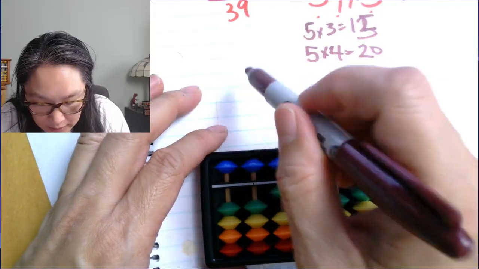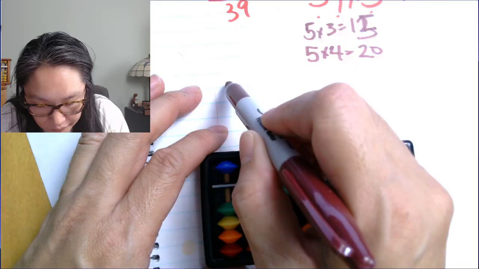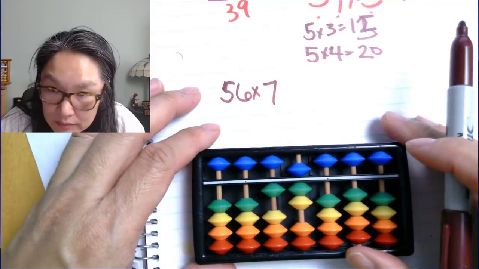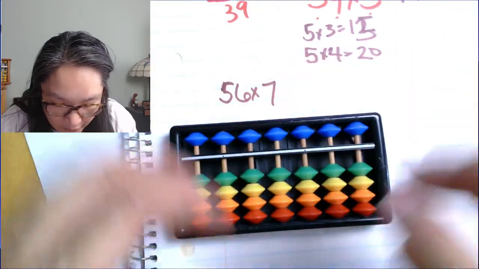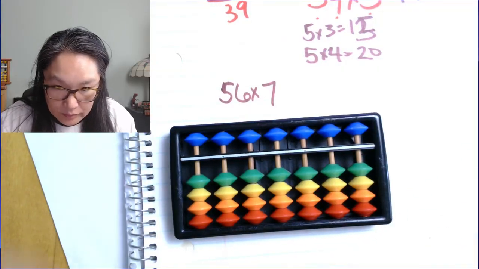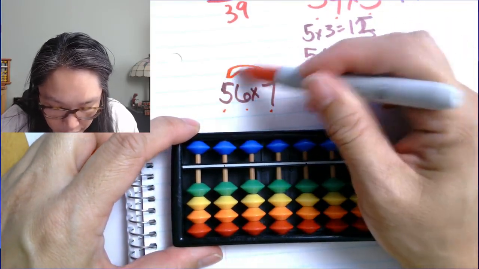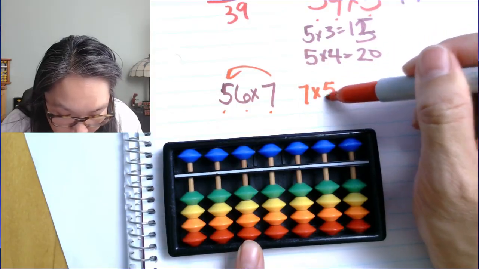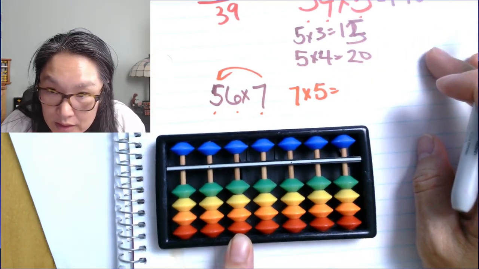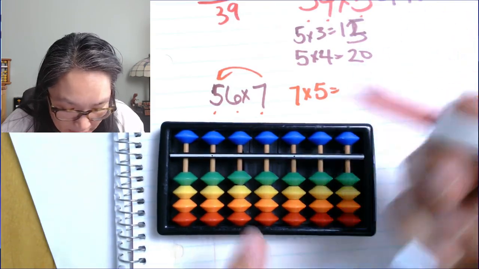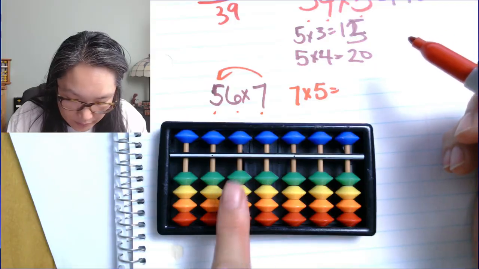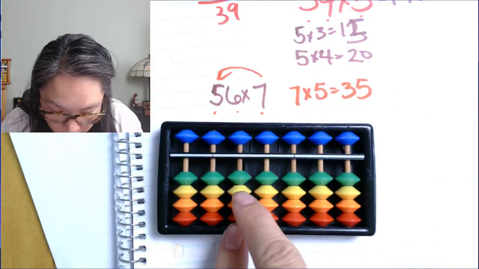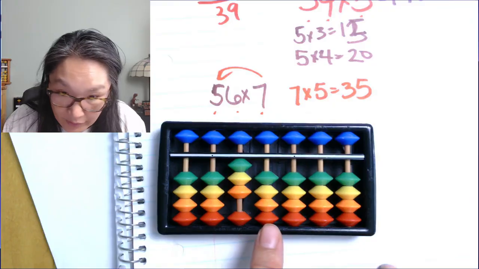Let's do 56 times 7. Same thing. We have to find our starting point. 1, 2, 3. The first thing we're going to do is 7 times 5. What's 7 times 5? 7 times 5 is 35. Right? So I add my 3, and then I add my 5.